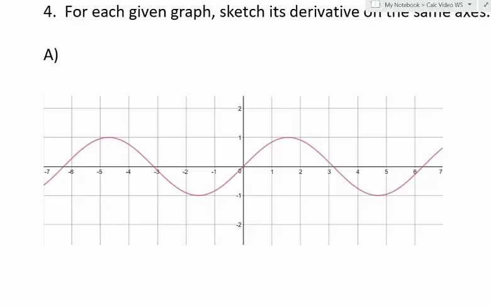So we have a slope of 0 here at this relative minimum, or maximum. We have a slope of 0 at this relative minimum, a slope of 0 here, and a slope of 0 here.